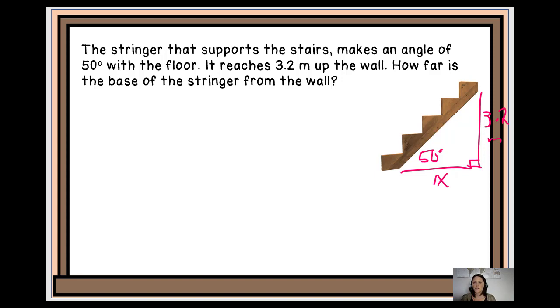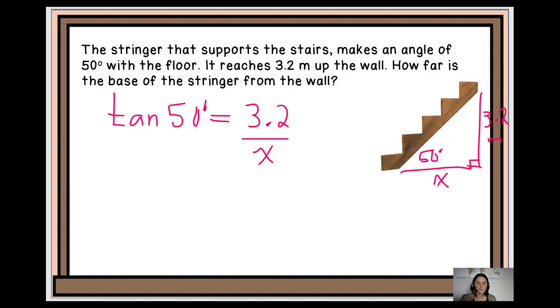So looking at the information we have an opposite and we're looking for the adjacent. So again, we're going to be using our tangent ratio. So tan 50 degrees equals 3.2 divided by X. So again, you'll notice that X is in the denominator, so we're going to go ahead and swap our tan 50 with our X.